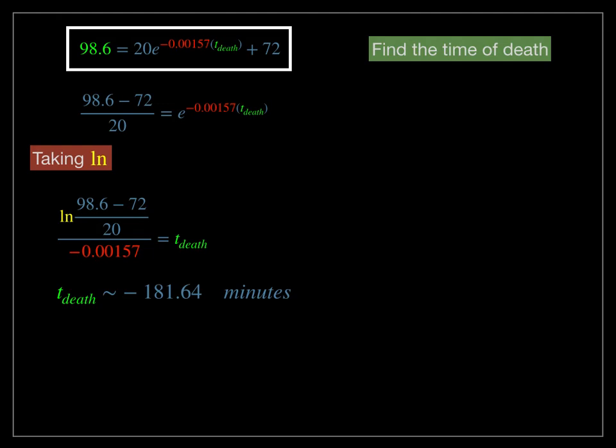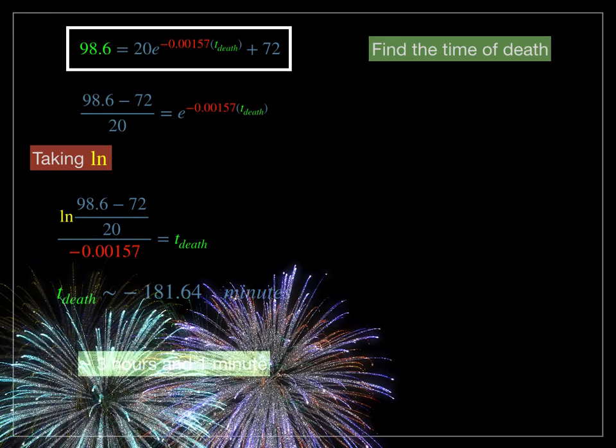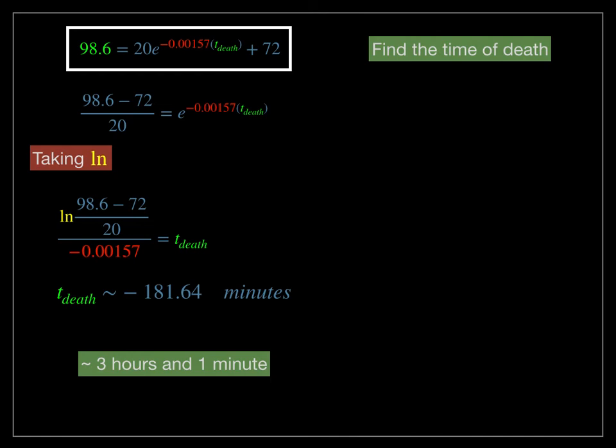And wait a minute, can time be a negative value? Does it make sense? Usually, time should be a positive value, but in this example particularly, because Alex assigned the time of the first checking point to be 0, the time of death has to be some hours and minutes before t equals 0, which means the time of death should be a negative value. And she converts these minutes into hours and minutes, which is about 3 hours and 1 minute.